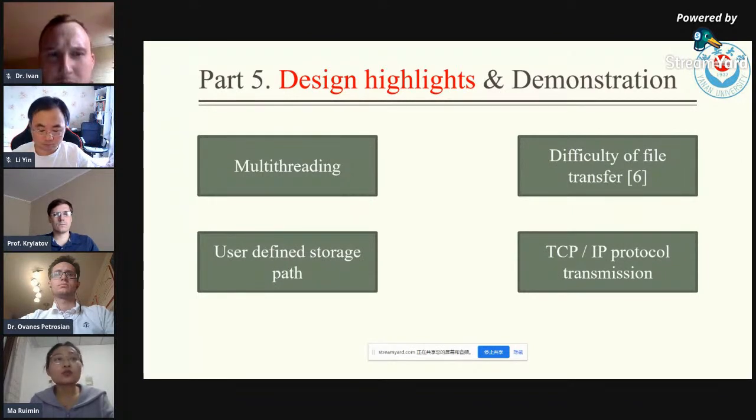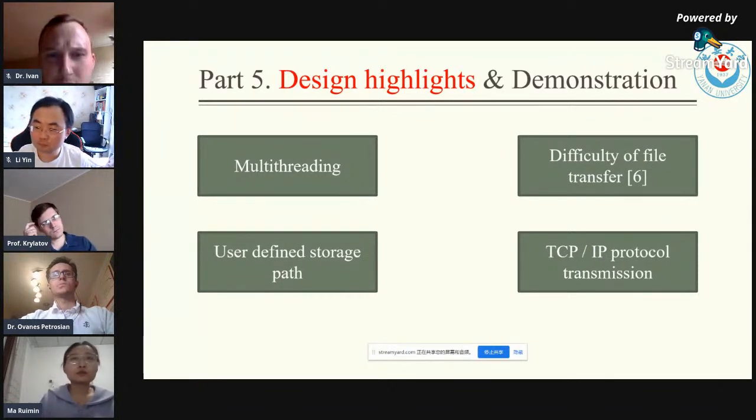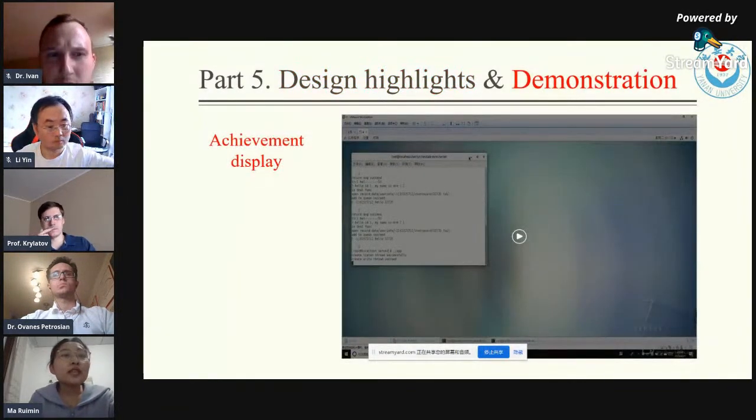The system chooses to use TCP/IP protocol. Follow me to see the results.